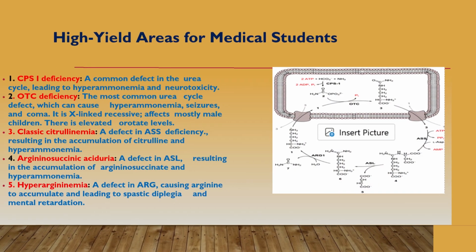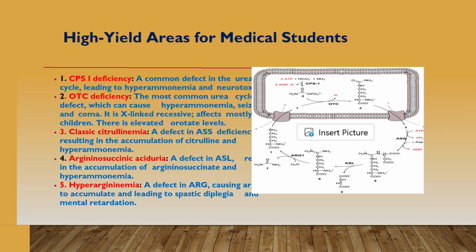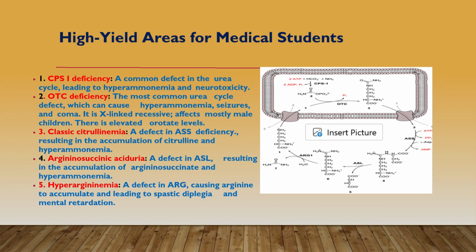High-yield areas for medical students. 1. CPS-I deficiency. A common defect in the urea cycle, leading to hyperammonemia and neurotoxicity. 2. OTC deficiency. The most common urea cycle defect, which can cause hyperammonemia, seizures, and coma.